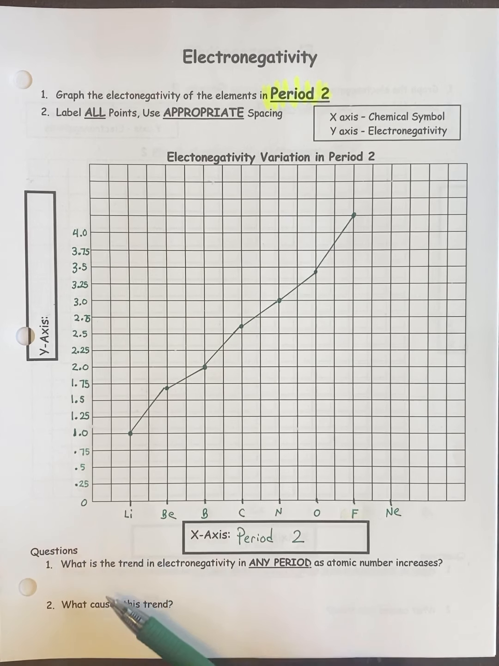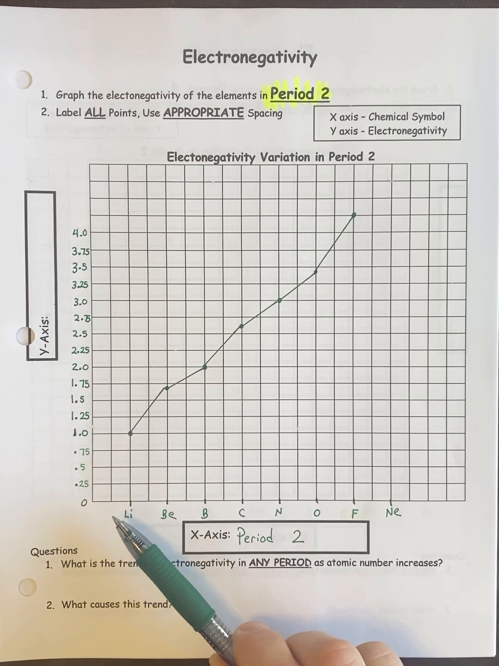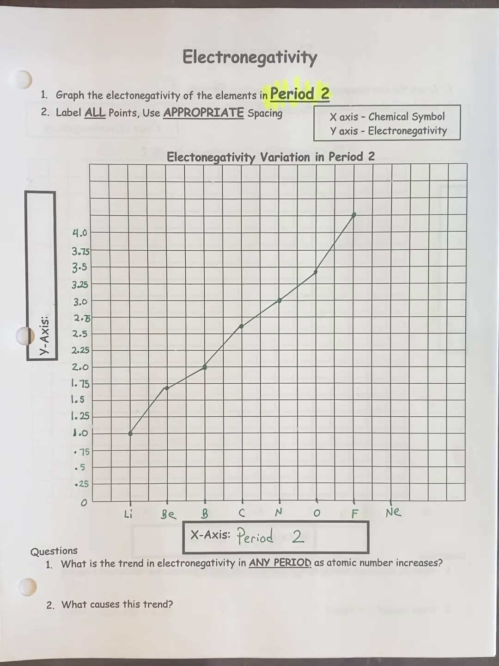If you notice, what I did was I just spaced them out 2 per box. I just did the elements in period 2, and then when I do group 2, I'll just do the elements in group 2, but there's fewer of them, so I spaced them out a little bit more. I'll show you that in a second. And the tricky part is you're going to have to come up with a scale on your own.